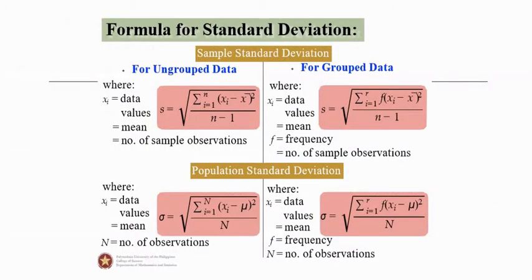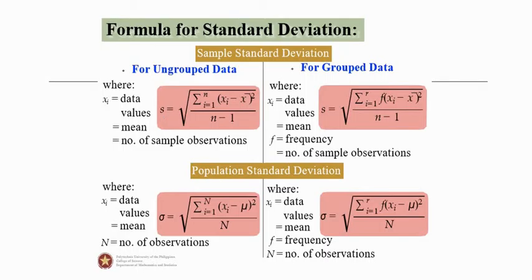Okay, so how do you compute? This is the second formula for you to take note: the formula for standard deviation for ungrouped data. Just like the mean, for ungrouped data, we have different notations for sample and population. For the sample standard deviation, we use the small letter s. And for the population standard deviation, we use the small letter sigma.